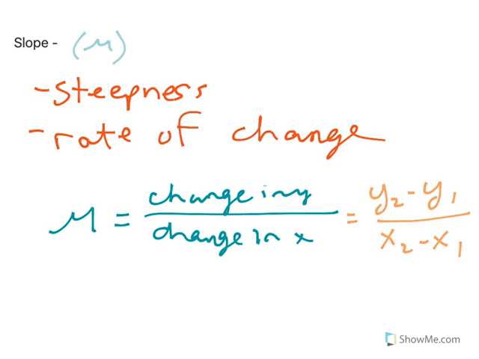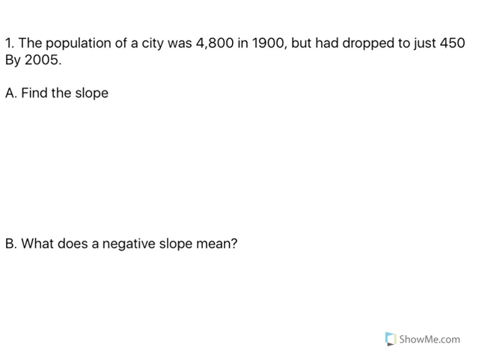So we essentially did this slope formula without even knowing it there on the first page. So let's go ahead and do some problems with this. The population of a city was 4,800 in 1900, but had dropped to just 450 by 2005. Find the slope. Well, the first part is that you have to have ordered pairs in order to find the slope.